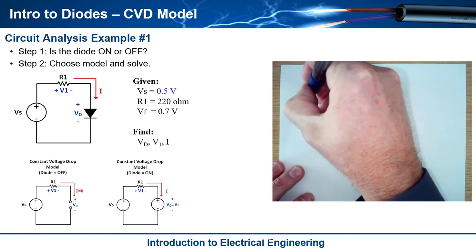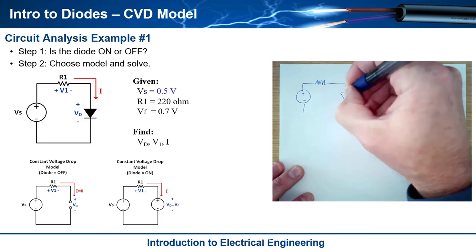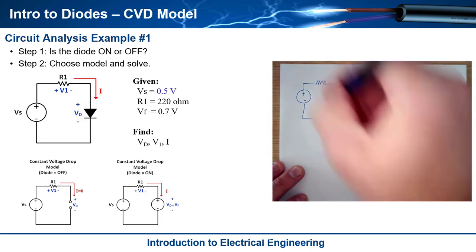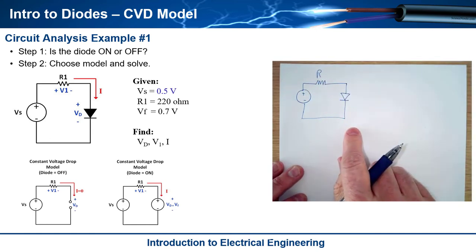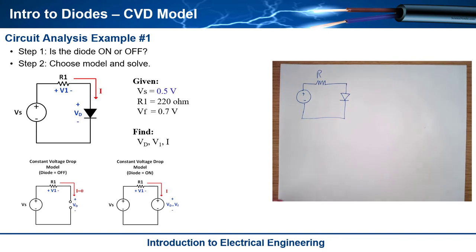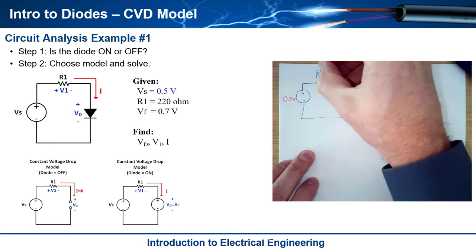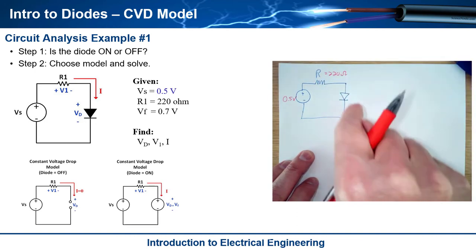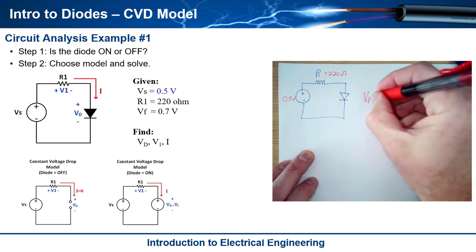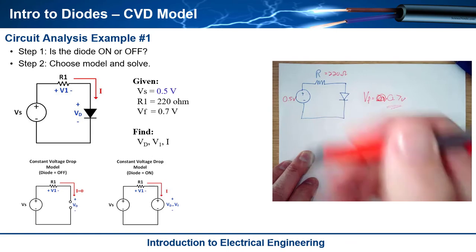You always approach a diode circuit and you say, hey, is it on or is it off? And if it's on, you draw a different circuit, and if it's off, you draw a different circuit. In this situation, we are actually given the voltage source, and it's 0.5 volts, and we're also given some other things in the circuit. For example, this is a 220 ohm resistor, and we are given the forward voltage of the diode, which in this case is 0.7 volts. This is a specification of the diode.